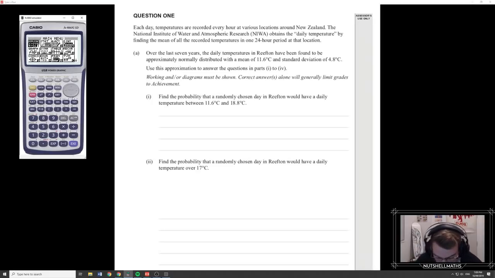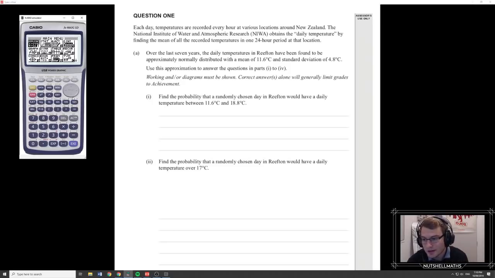There's a lot of words in this. Each day temperatures are recorded every hour at various locations around New Zealand. The National Institute of Water and Atmospheric Research, NIWA, obtains the daily temperature by finding the mean of all recorded temperatures in one 24-hour period at that location. Over the last 7 years, daily temperatures in Reefton have been found to be approximately normally distributed with a given mean and standard deviation. Use this info to answer the questions. Find the probability that a randomly chosen date in Reefton.